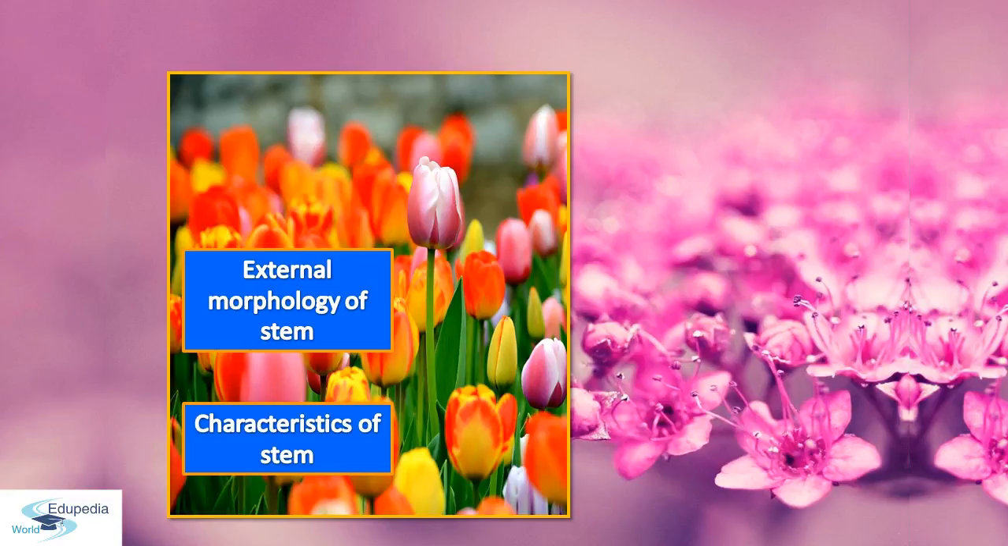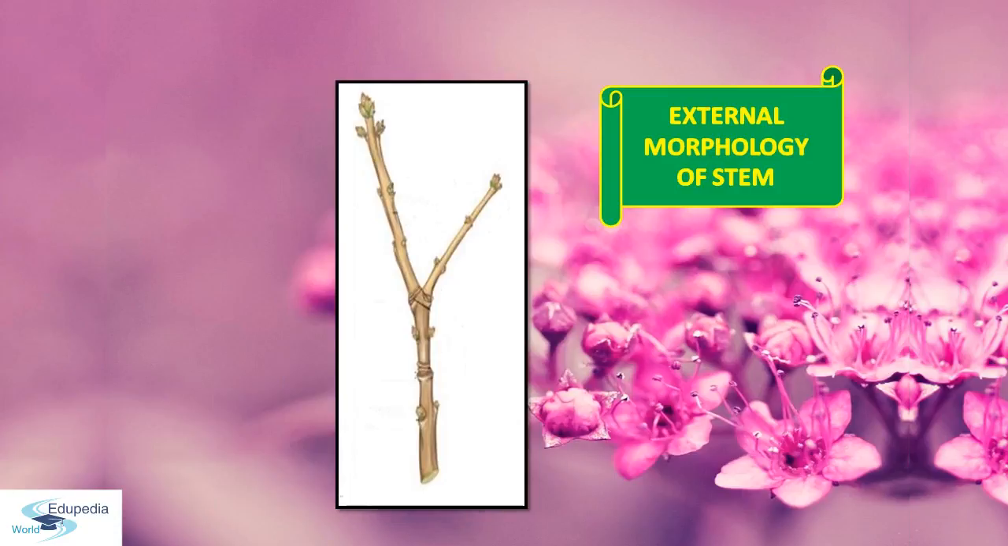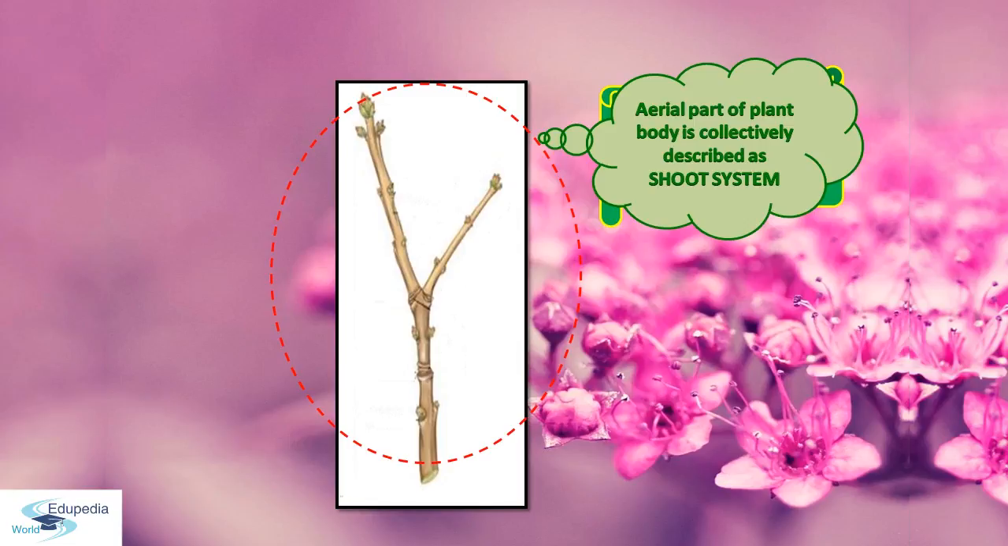Okay, students, what do you mean by morphology? I have already taught you that morphology means a study of external features. Okay, so this is the aerial part of a plant. See, this is the aerial part of a plant body, which is collectively described as shoot system.